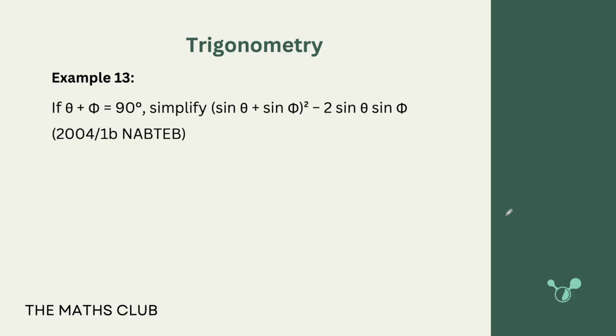The question says that if theta plus phi equals 90 degrees, simplify sine theta plus sine phi all squared minus 2 sine theta sine phi. Let's see if we're able to solve it. I want you to actually pause the video and at least try this out yourself. It's a very logical question, so try it out yourself.